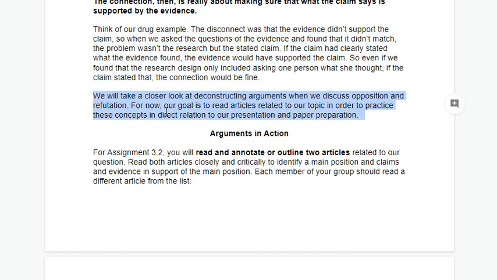We will take a closer look at deconstructing arguments when we discuss opposition and refutation. For now, our goal is to read articles related to our topic in order to practice these concepts in direct relation to our presentation and the paper preparation. Arguments and action. For 3.2, you will read and annotate or outline two articles related to our question. Read both articles closely and critically to identify a main position and claims and evidence in support of the main position. Each member of your group should read a different article from the list.